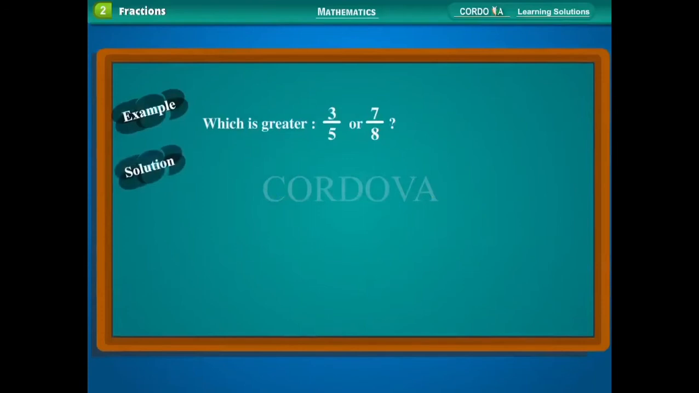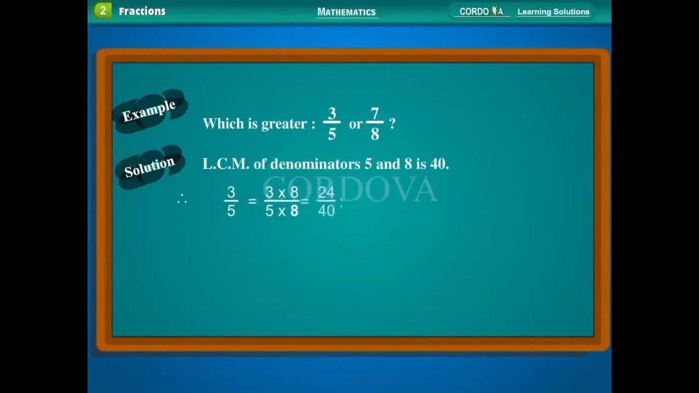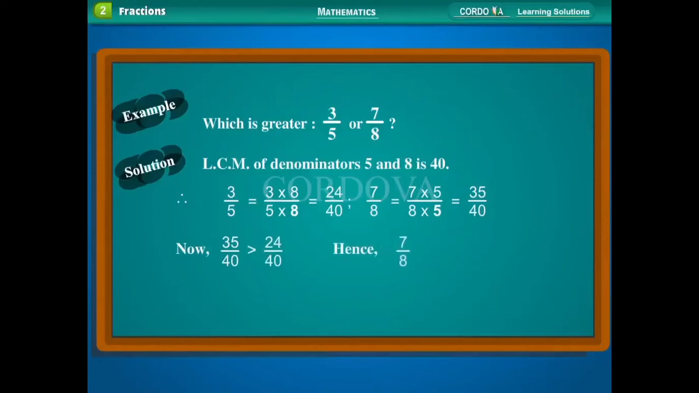Solution: LCM of denominators 5 and 8 is 40. Therefore, 3 upon 5 is equal to 3 into 8 upon 5 into 8, which is equal to 24 upon 40. 7 upon 8 is equal to 7 into 5 upon 8 into 5, which is equal to 35 upon 40. Now, 35 upon 40 is greater than 24 upon 40. Hence, 7 upon 8 is greater than 3 upon 5.